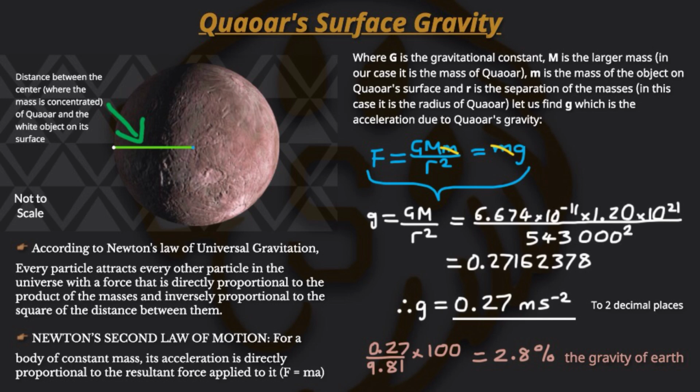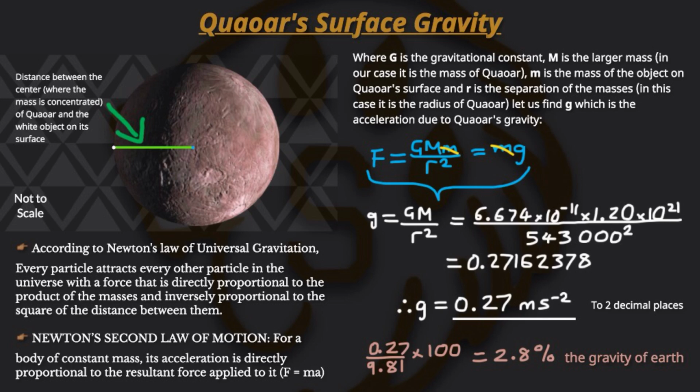So which means that radius, as you can see, will be in meters, because we're using standard units here. So that one is in meters, and the mass is in kilograms, just for you to take note of that. So it's 543,000 meters squared, or square meters. So we then find it being equal to 0.27162378, which is approximately equal to 0.27 meters per second squared to 2 decimal places.